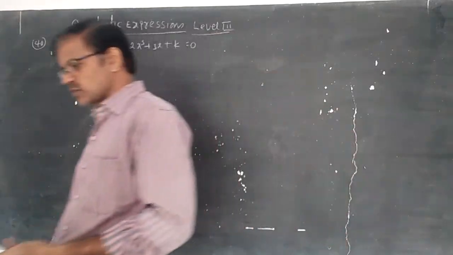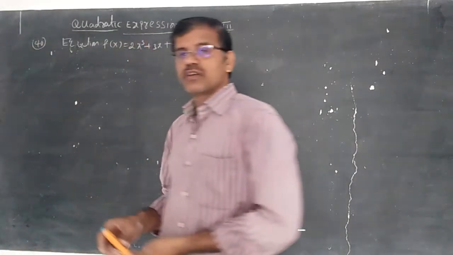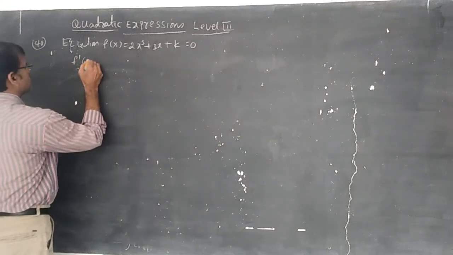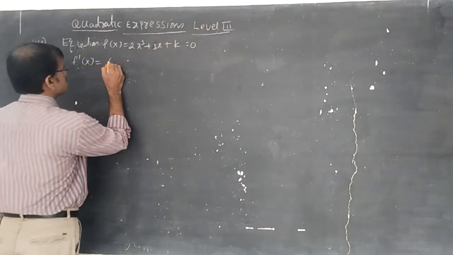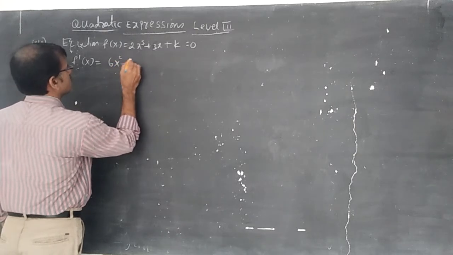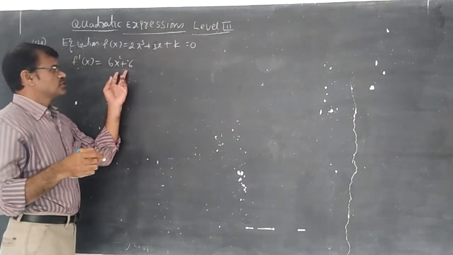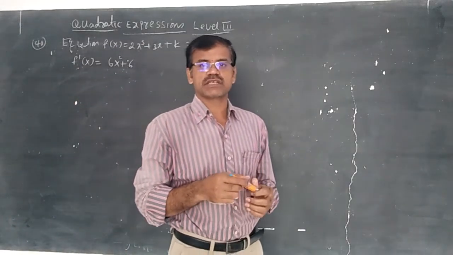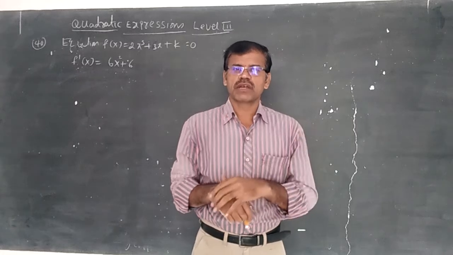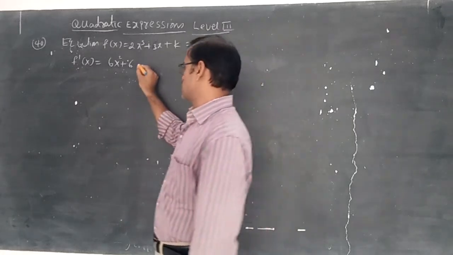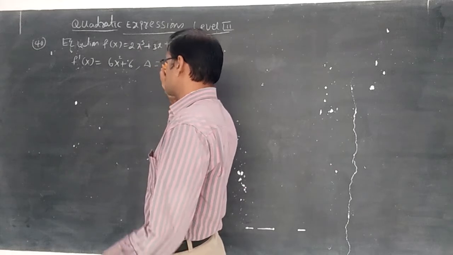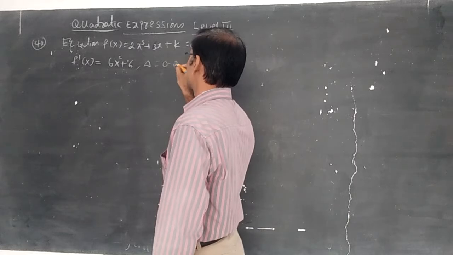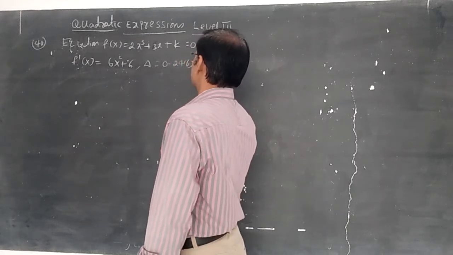So how to discuss the third one? If a cubic equation is given, then we should calculate the derivative f dash x. f dash x is equal to 6x square plus 6. We should consider this as a quadratic equation. For the quadratic equation, we should calculate delta, b square minus 4ac. So 0 minus 4 into 6 into 6, so 24 into 6. Delta is less than 0.